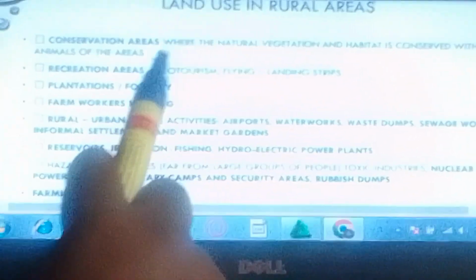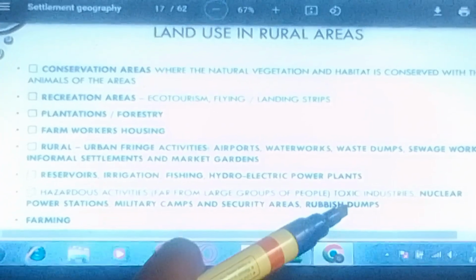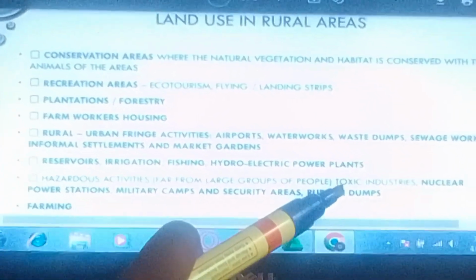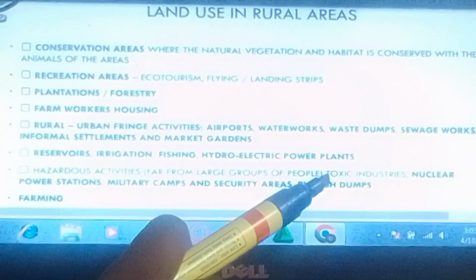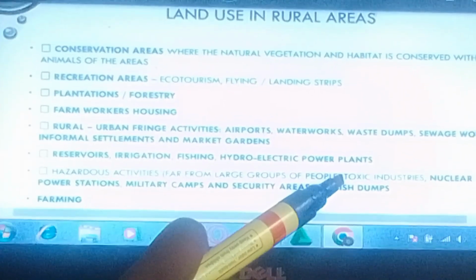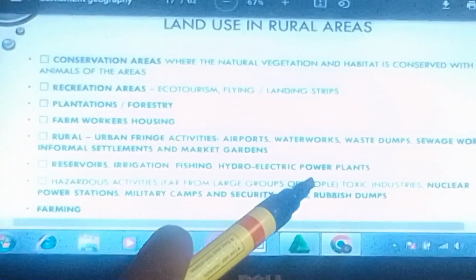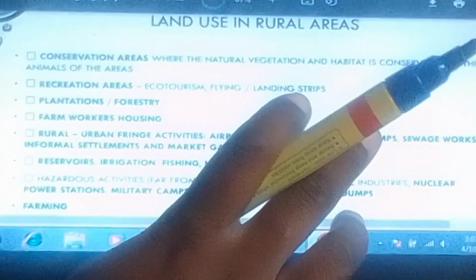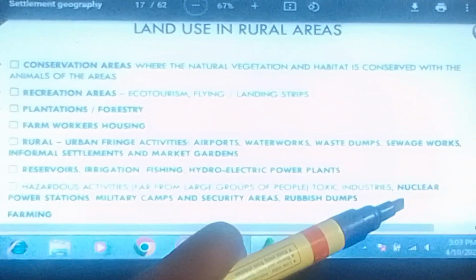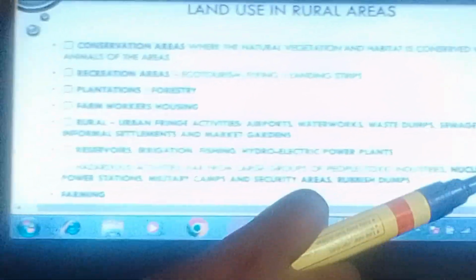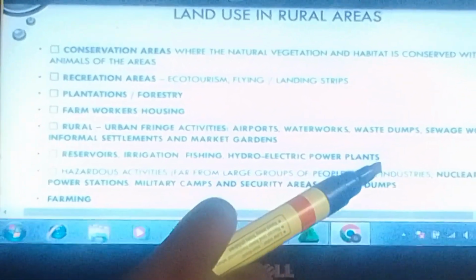Now, land use in rural areas. What is the land use in the rural areas? Land use in the rural areas is mainly used: 1, conservation areas like the natural vegetation conserved for animals. 2, it can be recreational areas, tourism. 3, it can be plantations or forestry. 4, farm workers' housing. 5, rural urban fringe activities can also take place. Rural urban fringe activities include airports, grave sites, waste dumps, informal settlements, market gardens, reservoirs, irrigation, fishing are also land use areas that can be used in the rural areas.